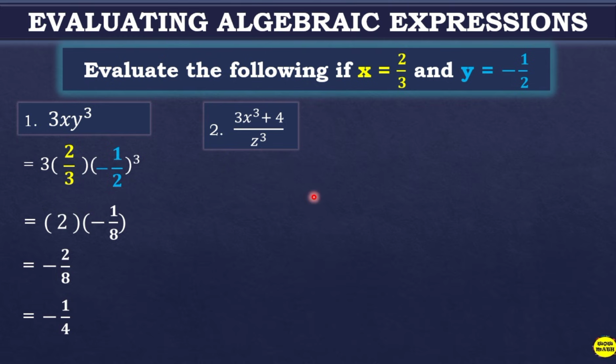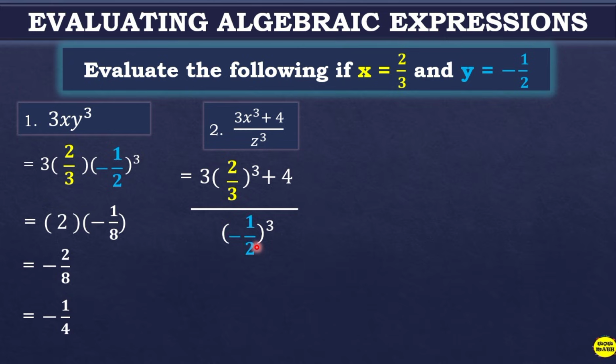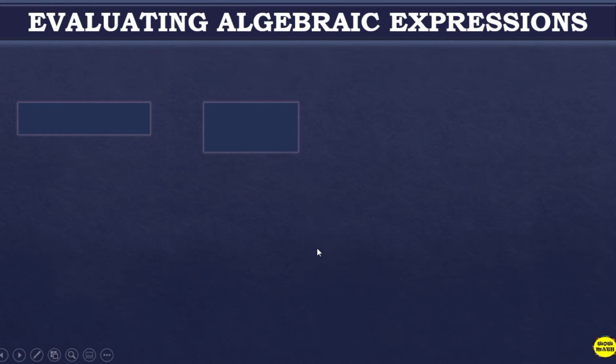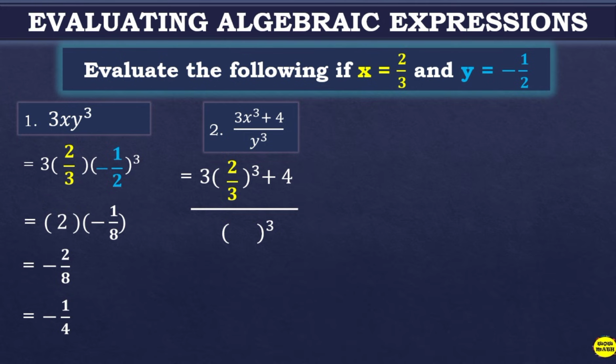Alright. So, inedit ko lang to kasi cube dapat ito. Okay? So, I have here 3x cubed. Okay? So, ito po ay x. So, substitute natin si 2/3 dito. Plus 4 over z. What is your z? Okay, your z is negative 1/2. Okay, so y dapat yun ha. So, we have here y. So, your y is negative 1/2.